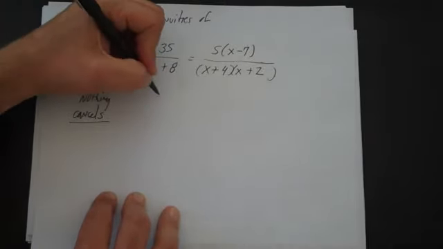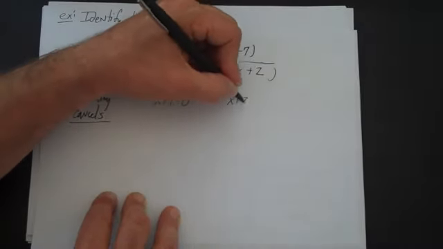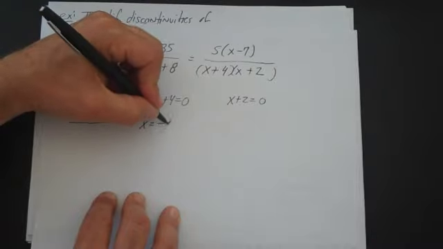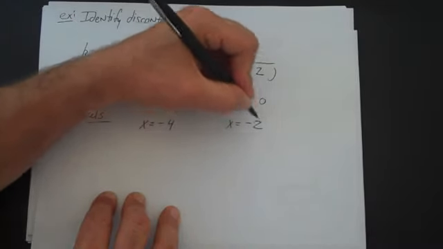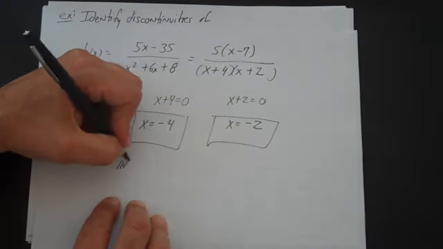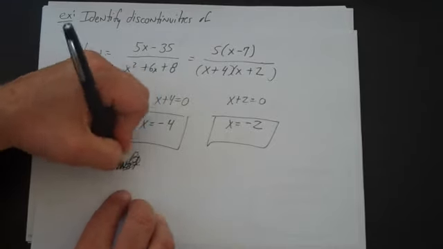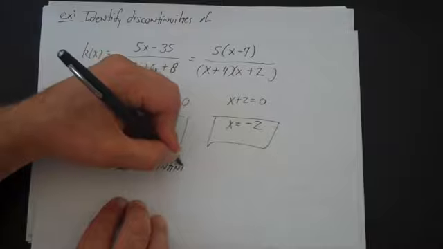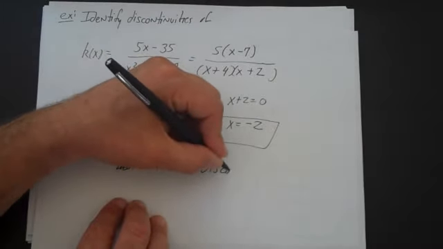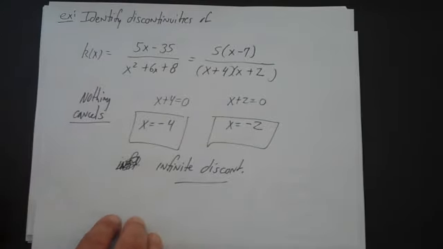So here you're going to have some discontinuities, at x plus 4 equals 0 and x plus 2 equals 0. That's x equals minus 4 and x equals minus 2. Those are your discontinuities, and in this case they're both infinite discontinuities. And that's how you find or identify the discontinuities of a rational function.